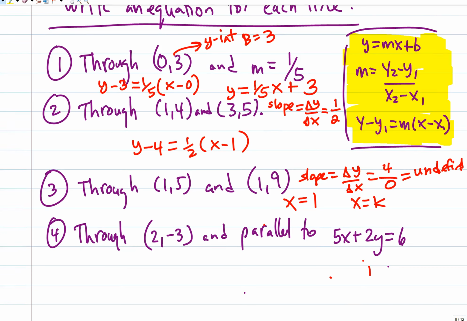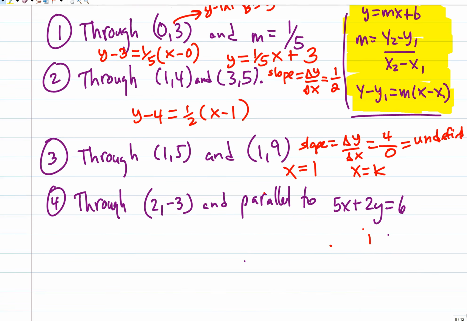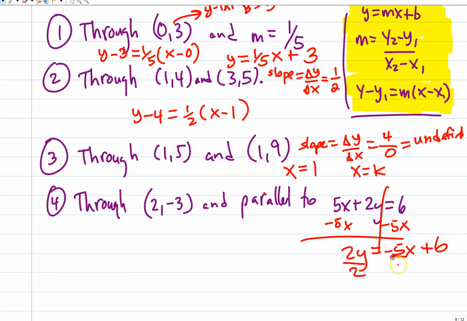At last, if they give you a point and they say parallel to an equation, but the slope isn't apparent in the equation, what do you have to do first? Basically solve that equation for y so that I can get the slope. And last, how would I solve it for y? So that y is equal to.